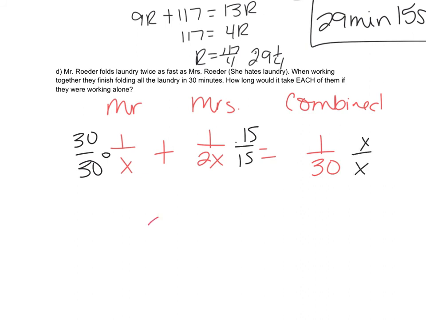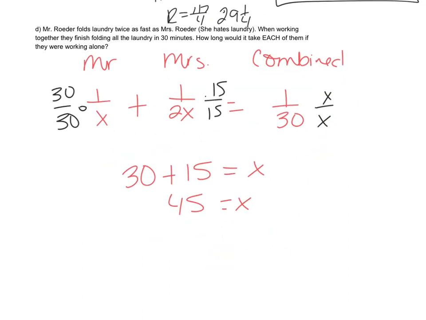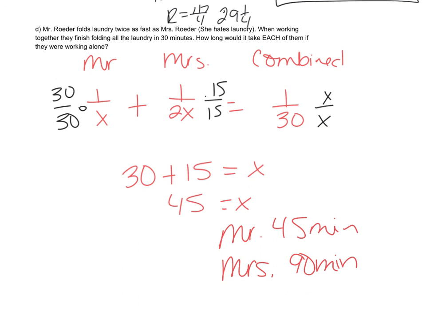So it looks like we have 30 plus 15 equals x. Hey, that's pretty good. So x equals 45. So that's Mr. Roeder, right? So Mr. Roeder takes 45 minutes to fold it all. And then I gotta watch my TV and I get distracted. I'm on my phone. 90 minutes. So double the time he does. Okay? So that's what this problem is asking you.